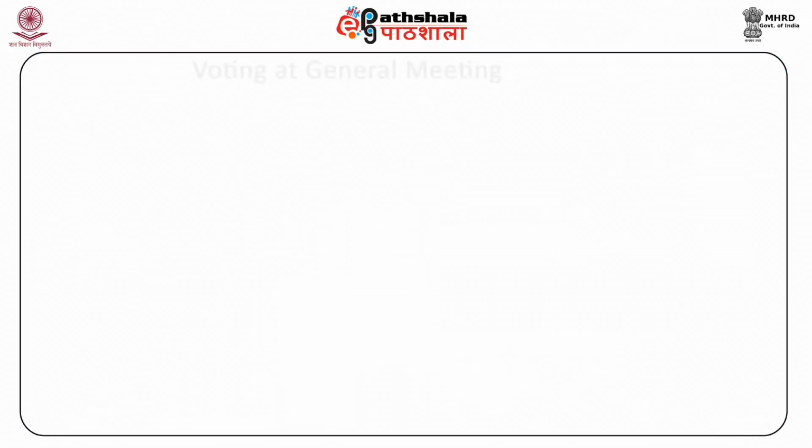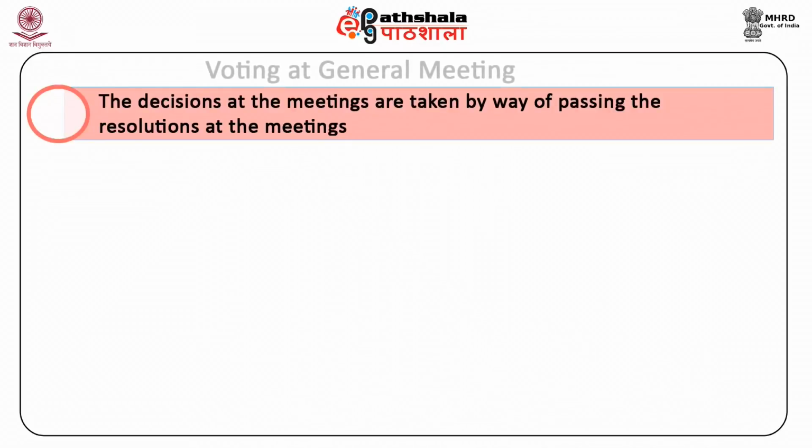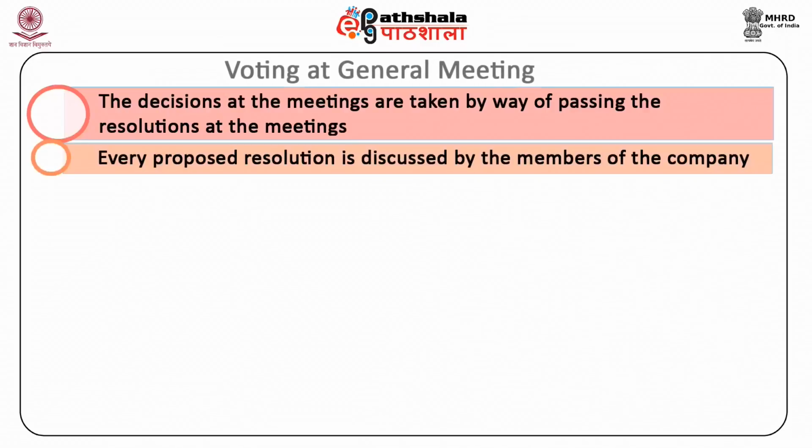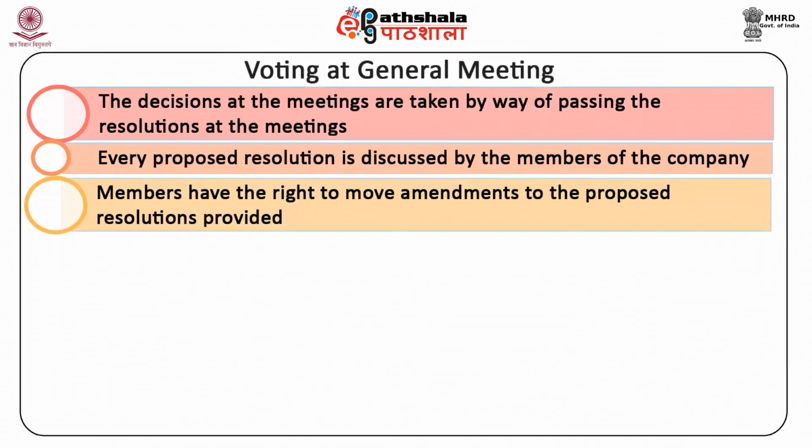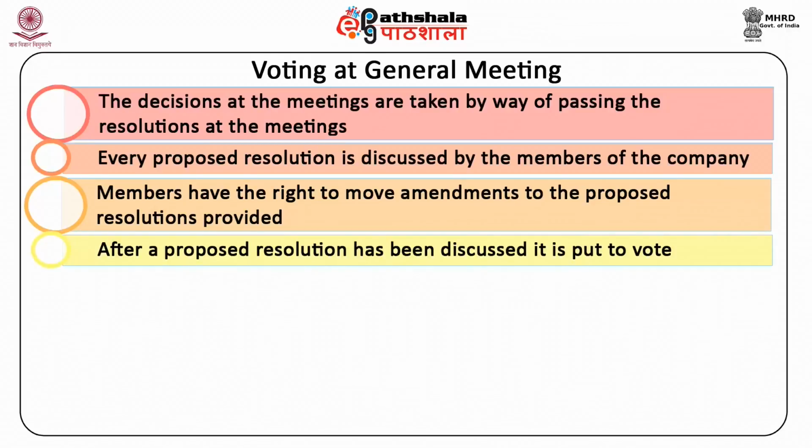Let us discuss the procedure of voting at general meeting. The decisions at the meetings are taken by way of passing the resolutions at the meetings. Every proposed resolution is discussed by the members of the company. Members have the right to move amendments to the proposed resolutions, provided the amendments are germane to the proposed resolution. After a proposed resolution has been discussed, it is put to vote.